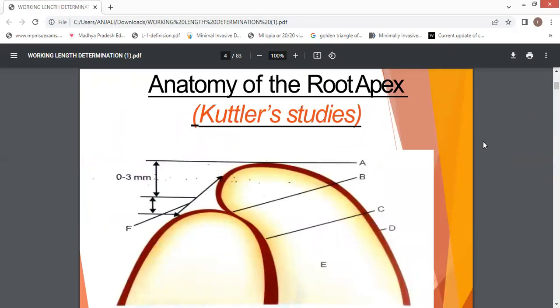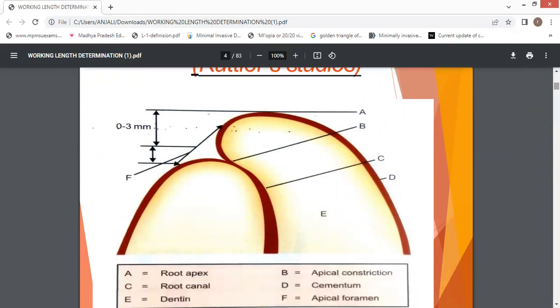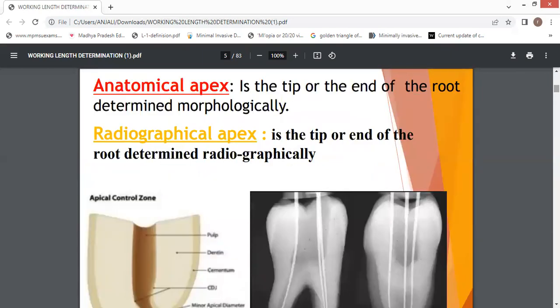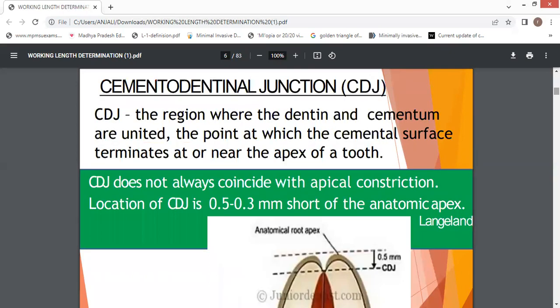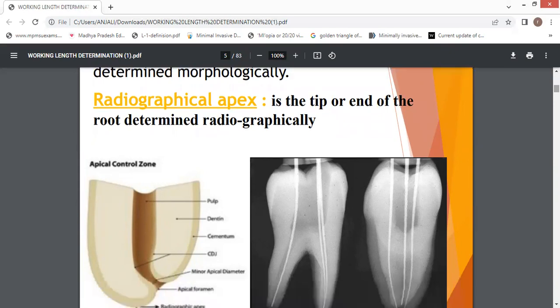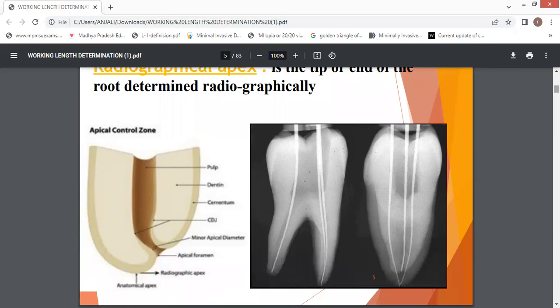This is the diagrammatic representation of the anatomy of the root apex from the Cutler studies. Anatomical apex: it is the tip or the end of the root determined morphologically. Radiographic apex is the tip or end of the root determined radiographically. Here is the diagram of the anatomical apex and radiographic apex.